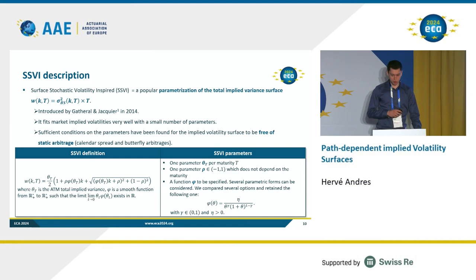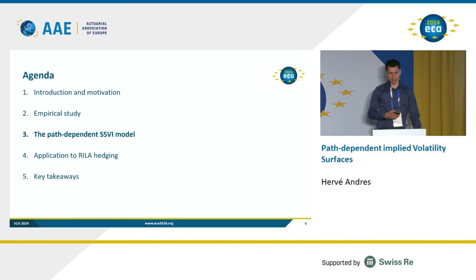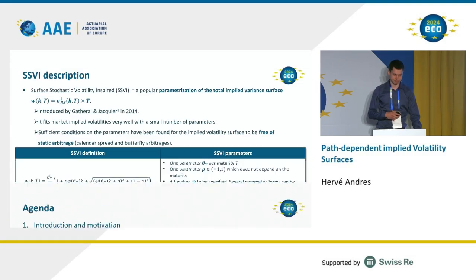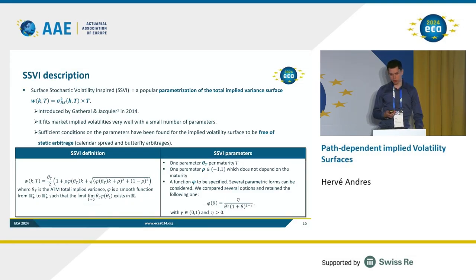So now the path-dependent SSVI model, which is the model that will allow us to generate joint simulations of the underlying asset price and the implied volatility surface. One of the first building blocks of this model is the so-called SSVI parameterization. It stands for Surface Stochastic Volatility Inspired. It's basically a parameterization of the implied volatility surface, or to be more precise, a parameterization of the total implied variance, which is the square of the implied volatility times the maturity. This is really a detail.